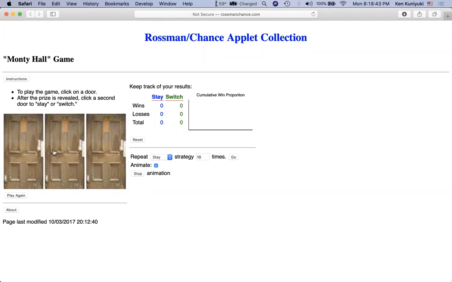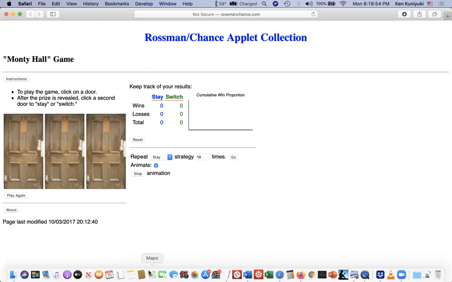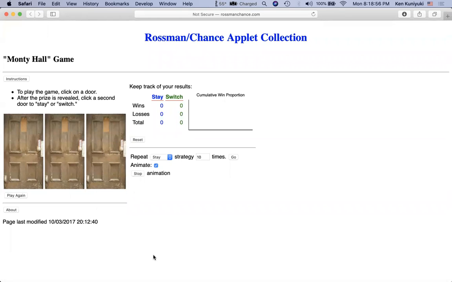Play 18 games of this. All right, 18 rounds. Remember, you click this for play again. Always switch. Always employ the strategy of switching and see how often you win. Is it really 50-50? Is it really going to be 50%? Try it. I'll give you a few minutes.